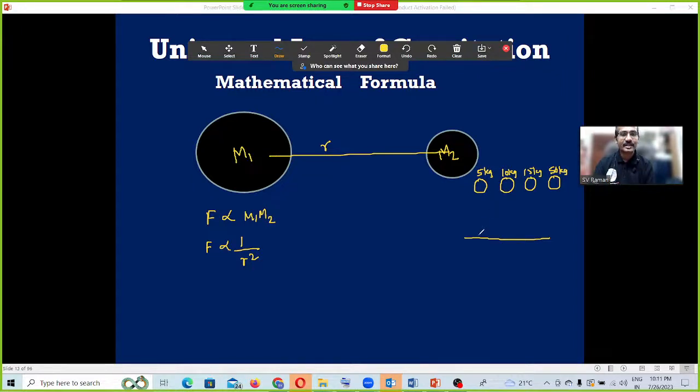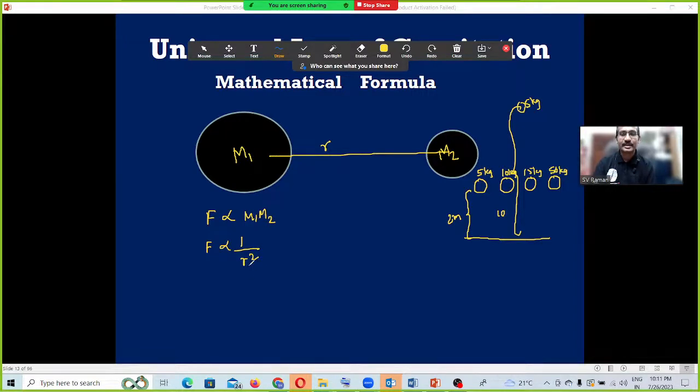Now let's consider different heights. One 5 kg mass is at a height of, let's say, 2 meters. At 10 meters height, again you have placed 5 kilograms of mass. Which falls down faster? The 5 kg mass at 2 meters height. So once height decreases, which means distance decreases, gravitational force increases. In that case, F is inversely proportional to 1 by r square.